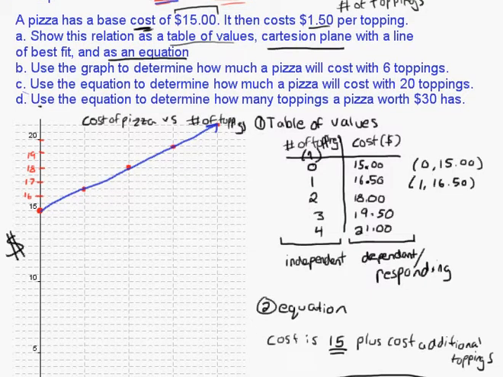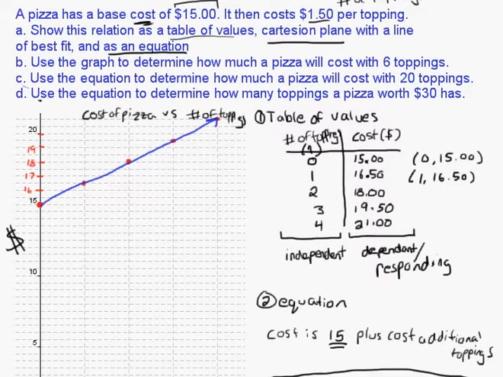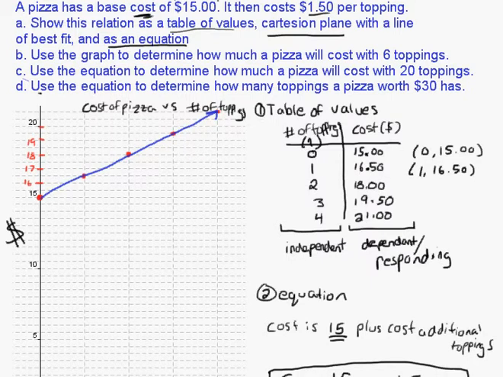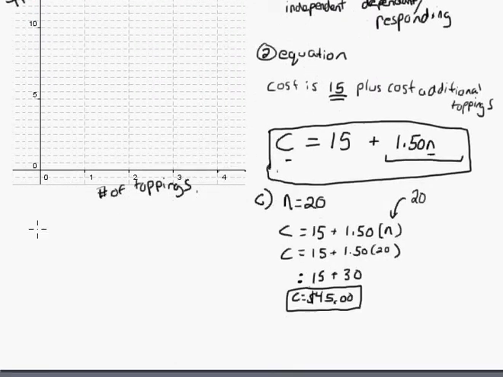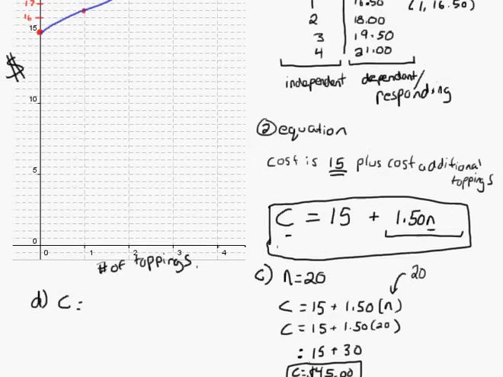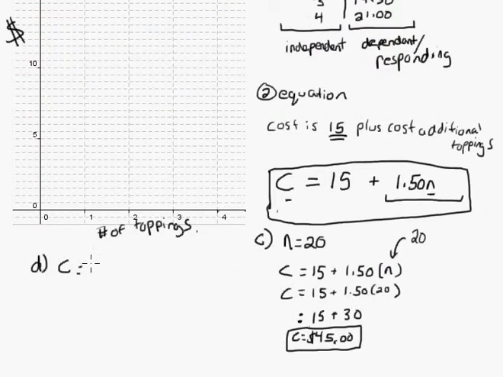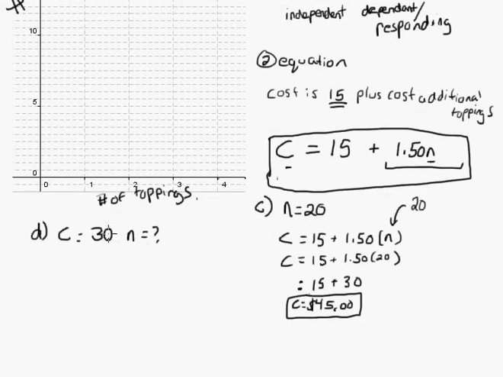Use the equation to determine how many toppings a pizza worth $30 has. Now we're given the value of the pizza, and we're wondering the number of toppings. So this time it's a little bit different, so I'll put the answer here, D. Now we know C is equal to 30 this time, but we don't know n. n is unknown, so you substitute that in there. Remember, the equation is C equals 15 plus 1.50 n. So 30 equals 15 plus 1.50 n.